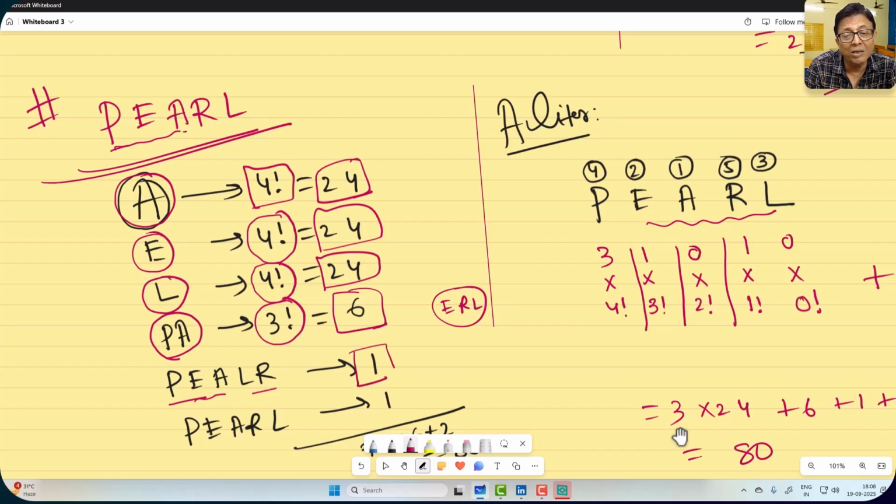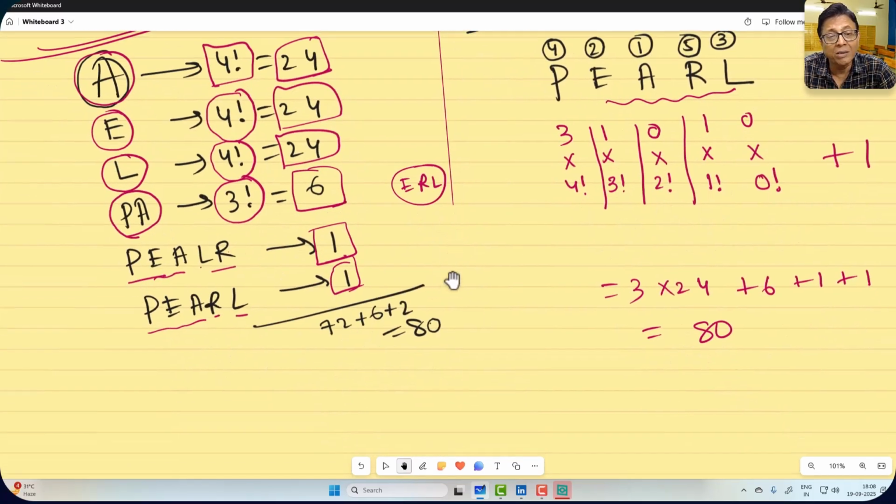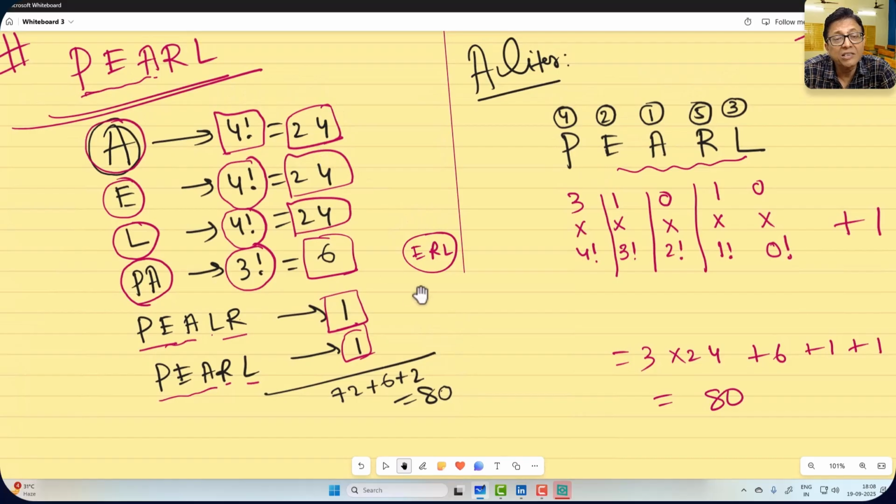1. So not done, we haven't got PEARL over there. Next one only, PA you get fixed, and then R will come here, L over there. This is 1. So rank of the word PEARL is going to be what? That is 3 into 24, 72, plus 6 plus 1 plus 1. 78 plus 2, I got 80. And I am not wrong.